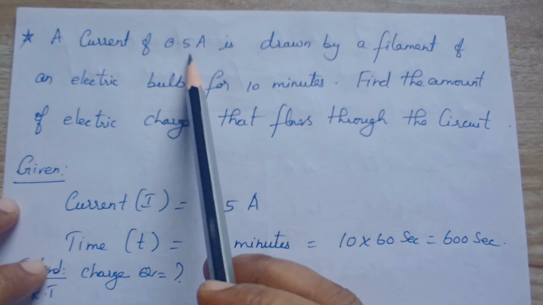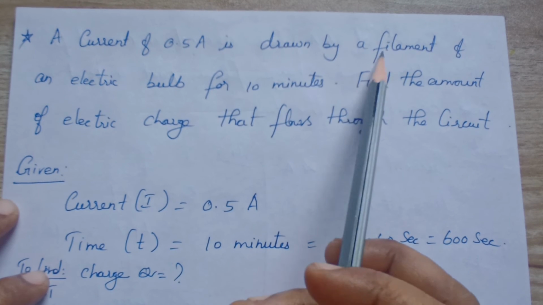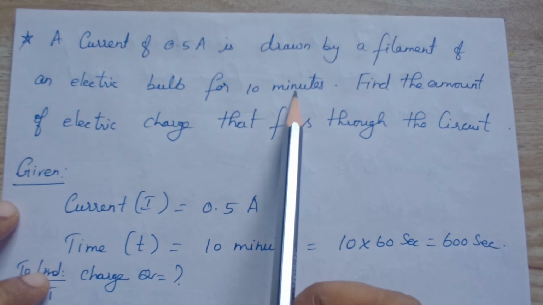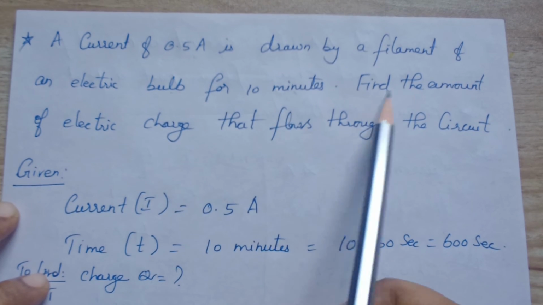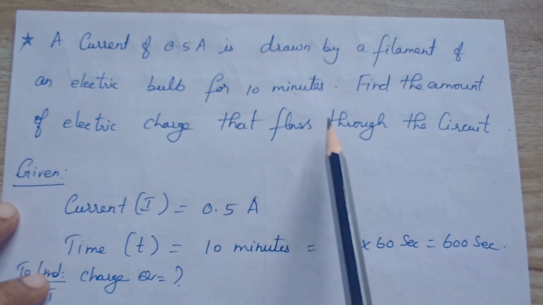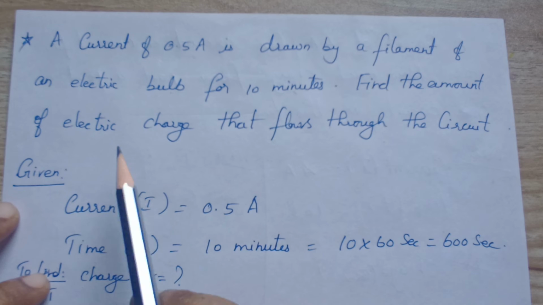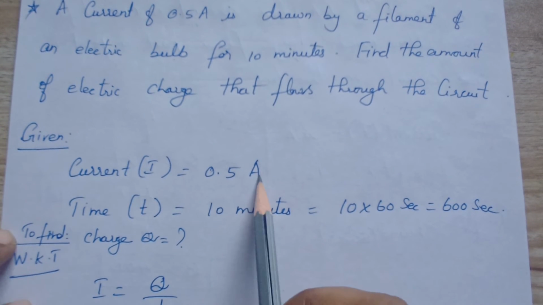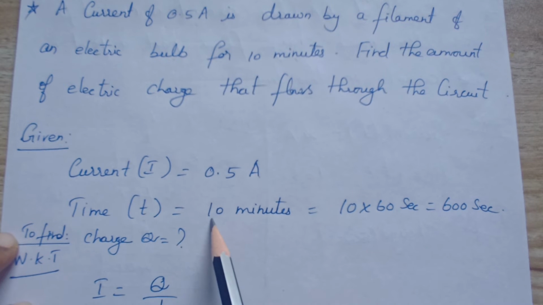A current of 0.5 ampere is drawn by a filament of an electric bulb for 10 minutes. Find the amount of electric charge that flows through the circuit. How much electric charge will flow through that? What is given? Current I is given, 0.5 ampere. Time is given as 10 minutes.